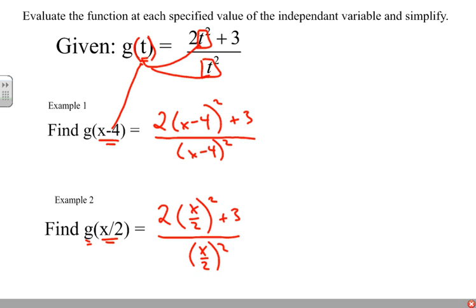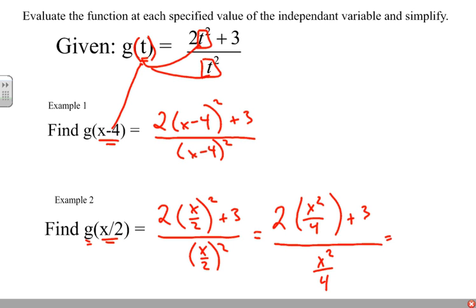I can simplify them if I wish, or I can leave it as is. I'll simplify this one. Looks kind of a little easier. So we have 2 times x squared over 4, plus 3, all over x squared over 4. Take that, and we have this and this will cancel to the 2. So we have x squared over 2 plus 3, all that times 4. So that will be the reciprocal over x squared.